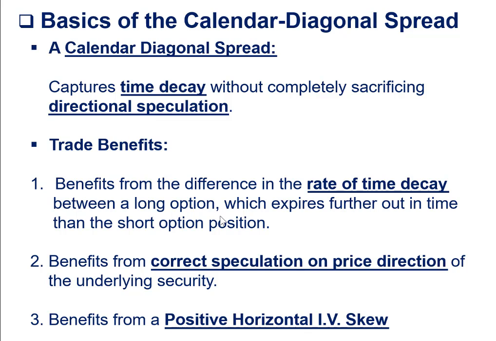So you get the advantage of that time decay, plus correct speculation of price direction, plus if there's a positive implied volatility skew, meaning that the front short expiration date option has a higher implied volatility than the back. So those are some really great benefits for this structure.